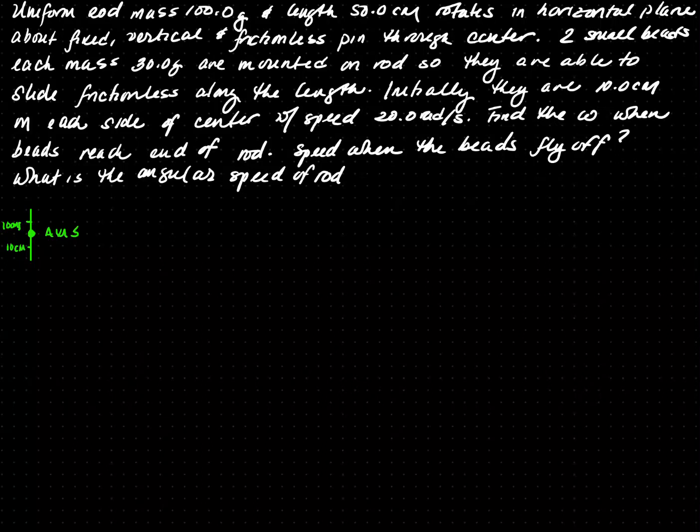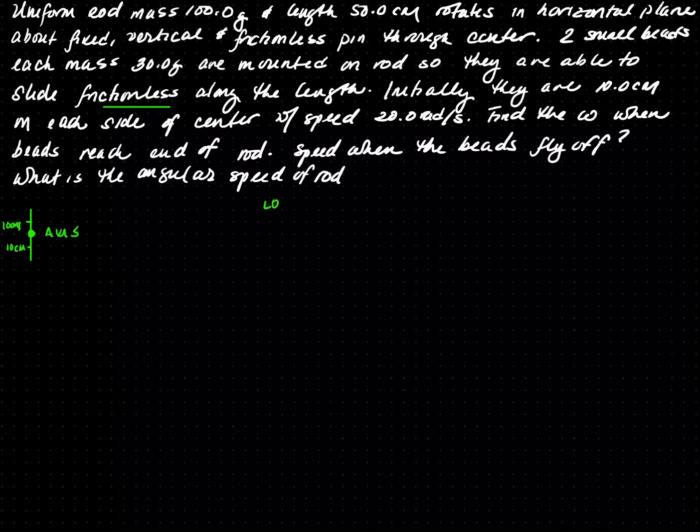So this is a conservation of angular momentum because it's frictionless, so there's no external torque. So this is L naught is equal to L final. The initial L's, there are 3. We have the L of the bead, the L of the bead, plus the L of the rod. At the end, we will have the same thing. We'll have 2 L of the beads plus L of the rod.